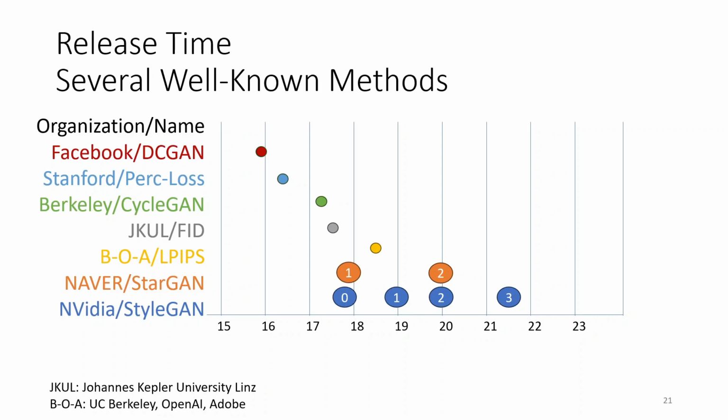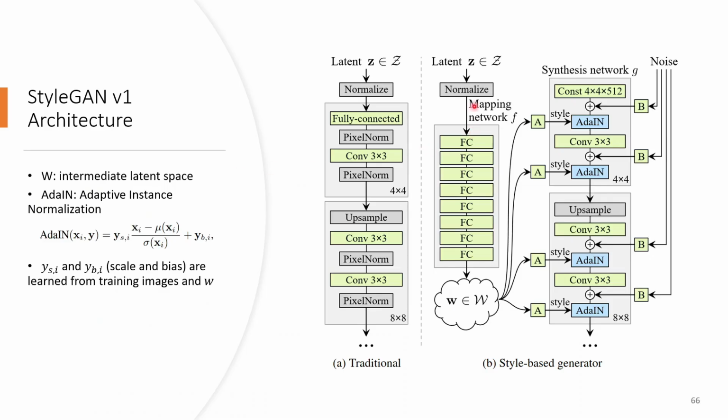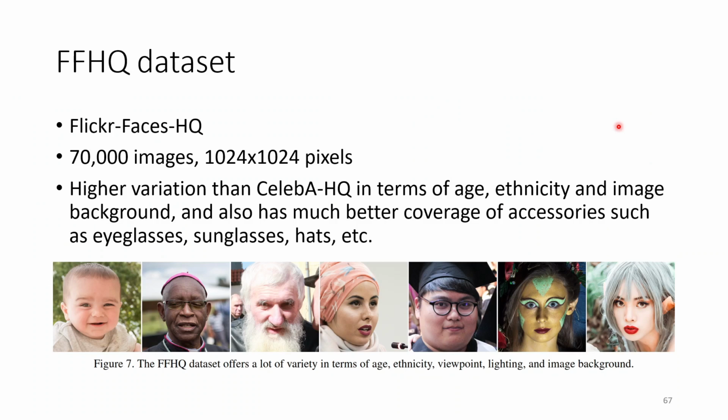This is the innovation in StyleGAN v1. It creates the mapping network and uses the distribution in the W space to control the style. That's why they call it StyleGAN. They proposed CelebA-HQ for Progressive GAN, and for StyleGAN v1, they propose another dataset named FFHQ, Flickr Faces High Quality.